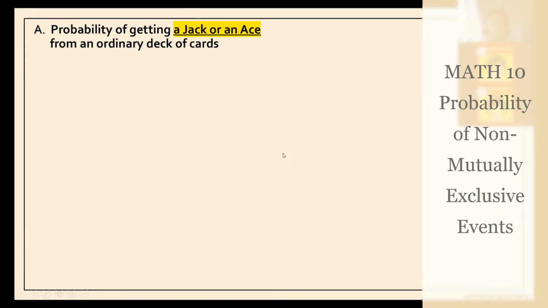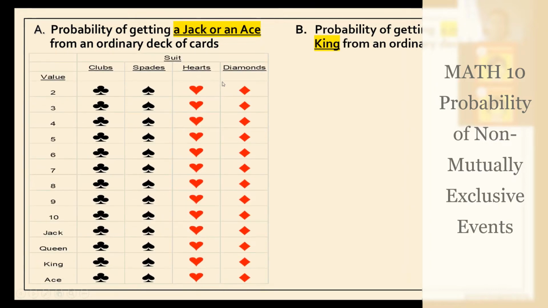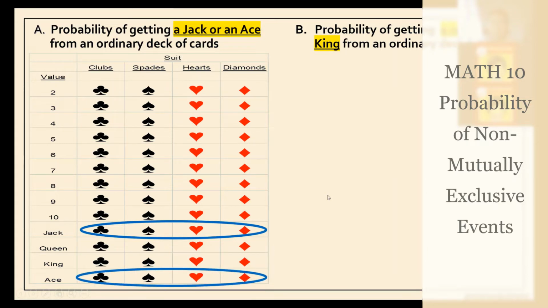Okay, ito na yung explanation in letter A. Probability of getting a jack or an ace. Okay, letter B. Just look at the comparison. Let's have letter A first. So, ayun. What are those in circle? Jack. All jacks. There are 4. Club jack, spade jack, heart jack, diamond jack. Another, let's circle naman, ace. Club ace, spade ace, heart ace, diamond ace. Can you see commonality? Wala, no? There is no jack which is an ace. There is no ace which is a jack. So, there is no common outcome. Therefore, this is mutually exclusive.